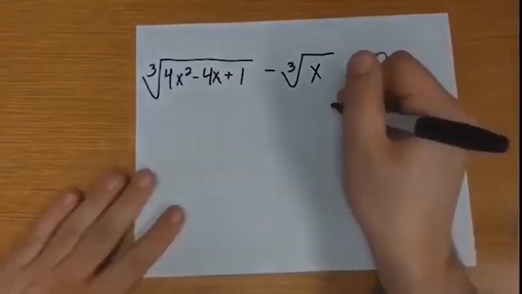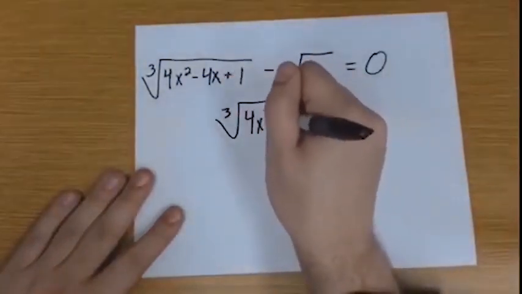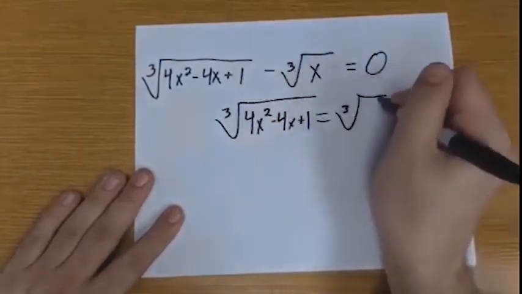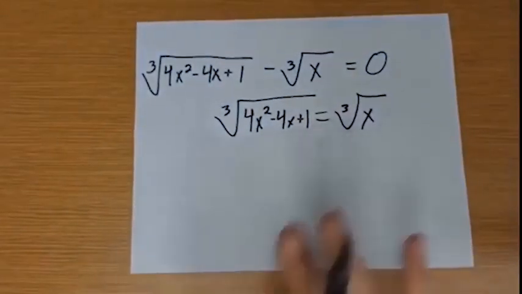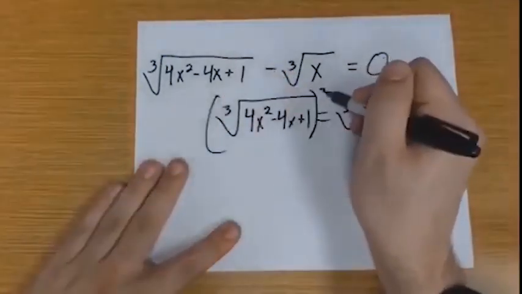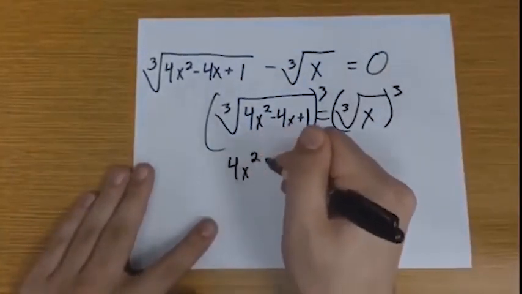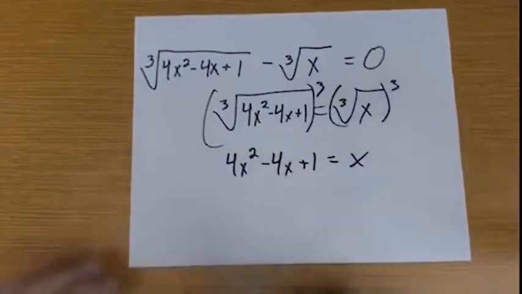When we have 0 on one side and 2 radicals, it's so much easier. Because look what happens if I add this cube root over. 0 plus the cube root of x is just the cube root of x. We have cube roots isolated. How do we get rid of cube roots? We cube both sides. Cubing a cube root just gets rid of it. We have 4x squared minus 4x plus 1 equals x.